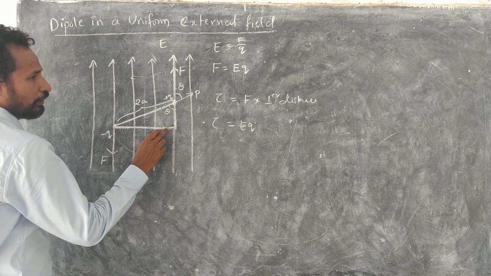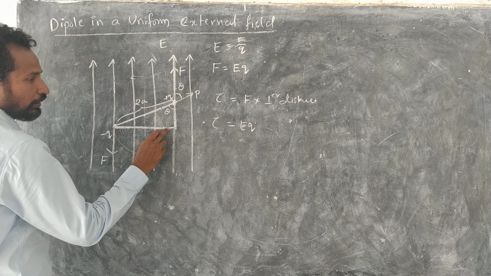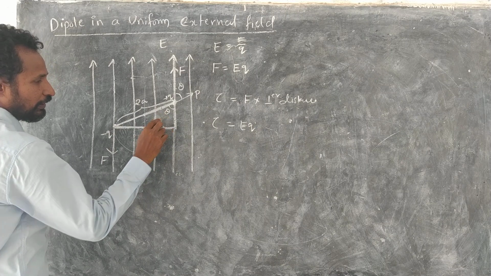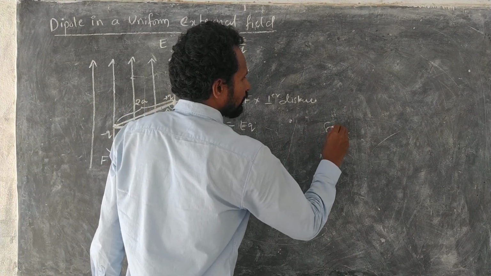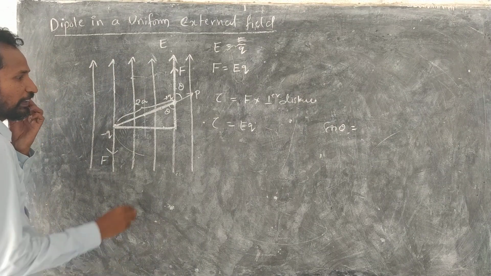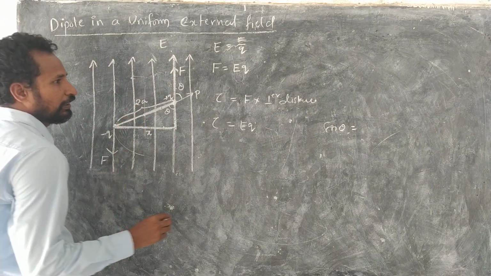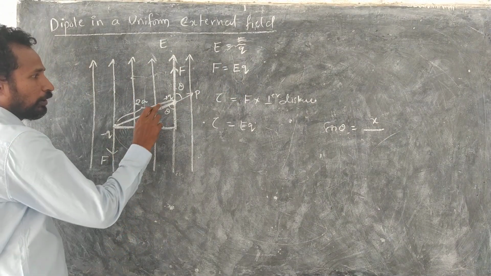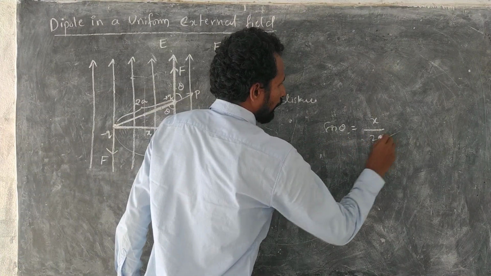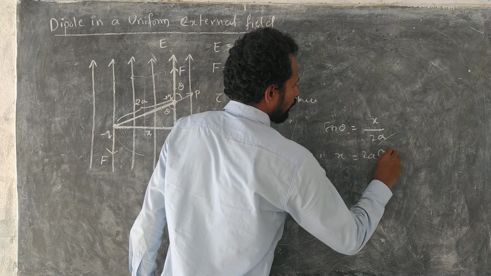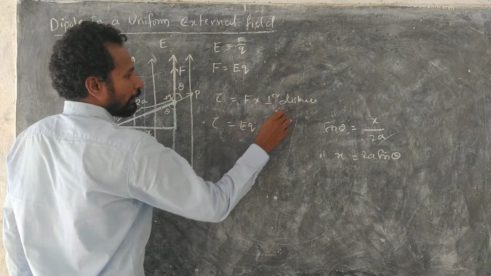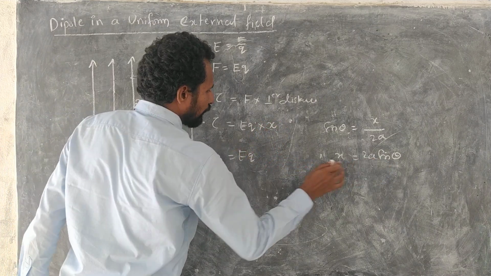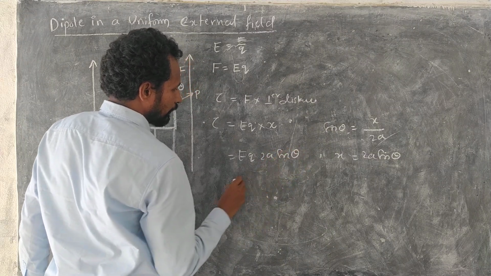To find this distance, which trigonometrical ratio is convenient? This length is already decided as 2a, and this length we need to find. For this theta, this is the opposite side. So sin theta is the best way to find the opposite side. If you take this opposite side as x, then x by hypotenuse is 2a. Then x is equal to 2a sin theta. Here the perpendicular distance is x. Then torque is EQ into x, we got it as 2a sin theta.